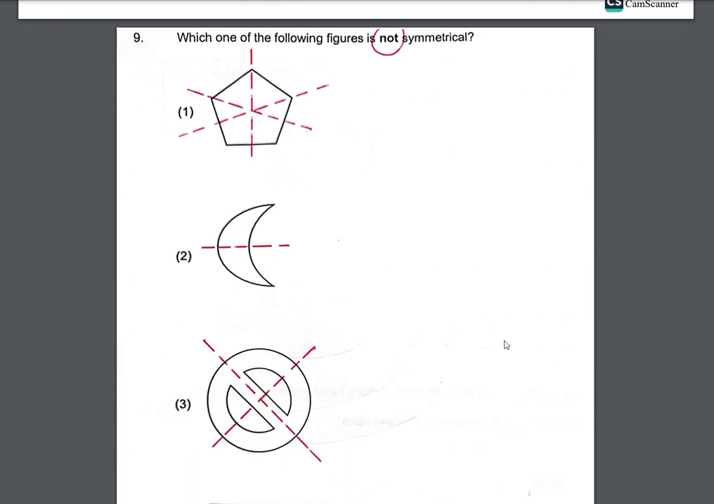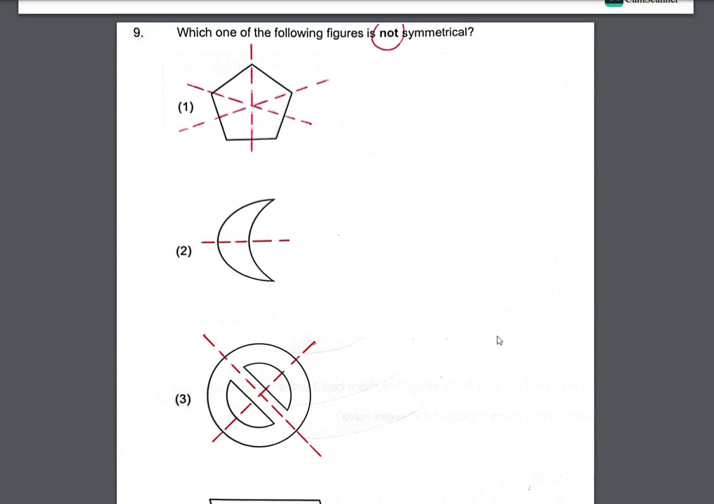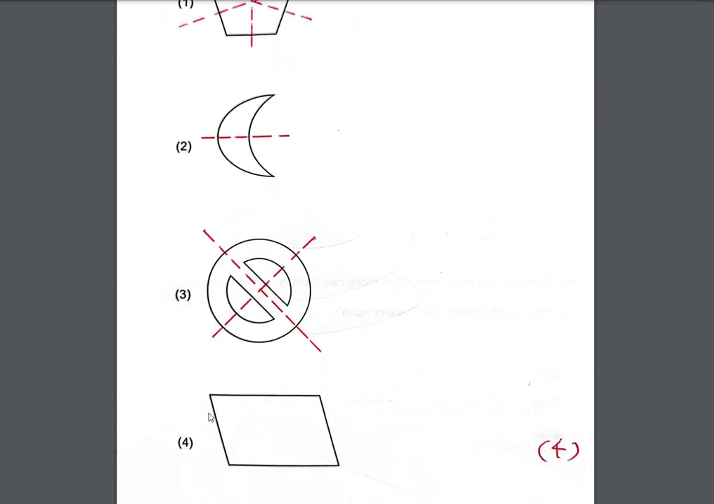Question number 9. Which of the following figures is not symmetrical? Notice that I've drawn the lines of symmetry for options 1, 2, and 3 to show you those are lines of symmetry, and therefore option number 4 has no line of symmetry. I solved this question through elimination. Now, the next part I'm going to show you is how I usually turn my test paper around to help myself see the line of symmetry more clearly.